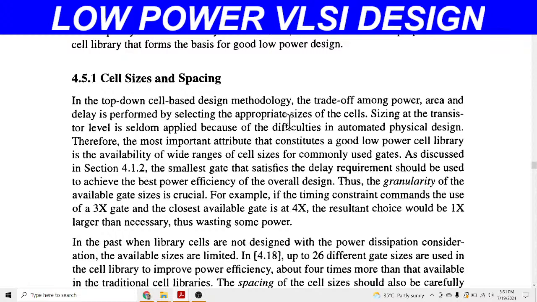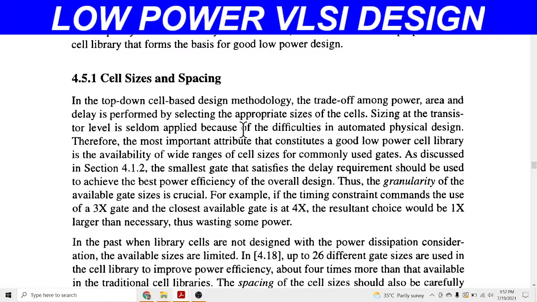Therefore we need various cell sizes in the cell library for commonly used gates, such as AND gate, OR gate, etc. We need various sizes of AND gate, various sizes of OR gate, various sizes of NAND gate, because for implementation of any circuit, the basic elements are these gates. That's why we need gates of different sizes. If we make an AND gate library in different sizes, according to the requirement we can directly call that particular gate from the library.